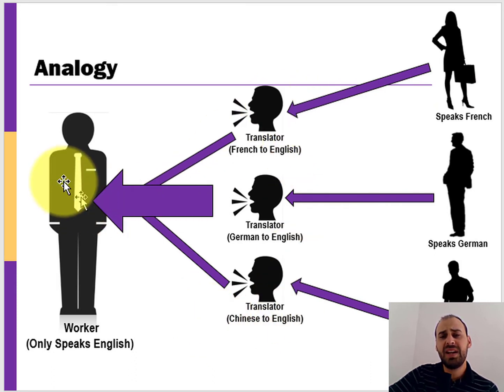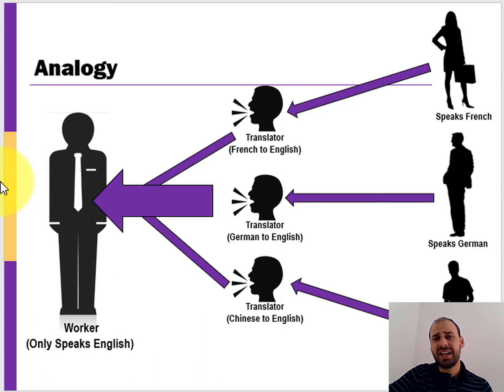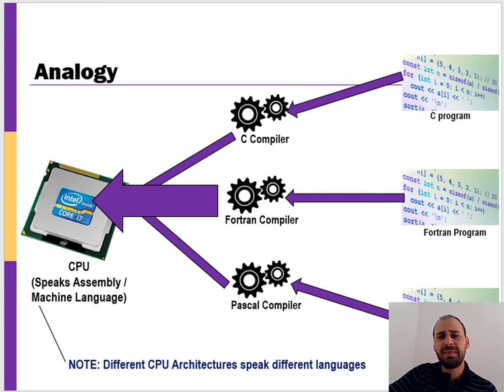Now, that seems probably a pretty straightforward idea. And I'd like that straightforward idea to stick with you because it's really no different than what's going on when we're compiling a program. In this case, our worker bee is our processor, our central processing unit, our CPU. And this CPU speaks a particular language. We're going to call this language the instruction set. I'm going to come back to that momentarily.